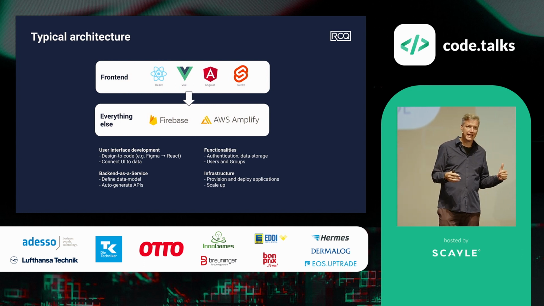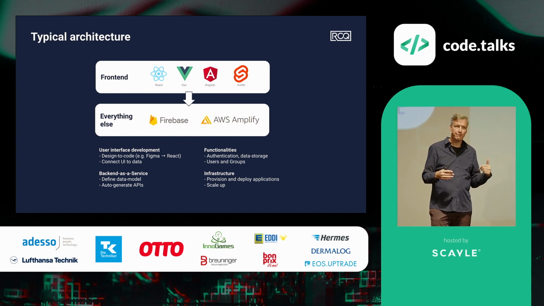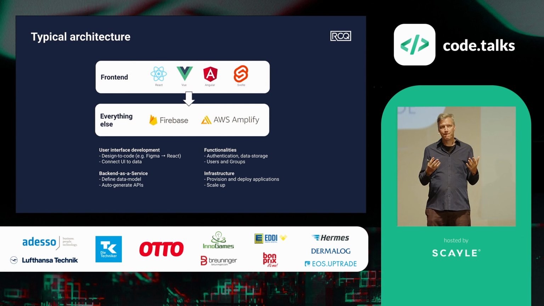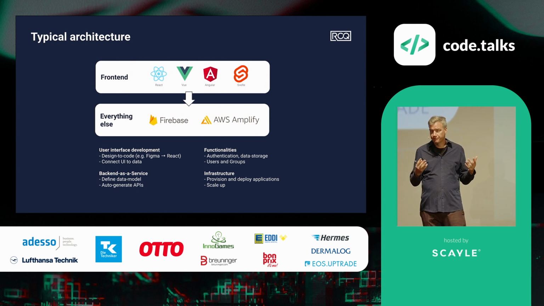So everything else comes from the provider. That could be a Firebase from GCP, AWS Amplify. There are also open source backend as a service available like Strapi, Supabase. So you put such a tool in place, define the data model, and the tool gives you an API, and you do not need to write any code here.